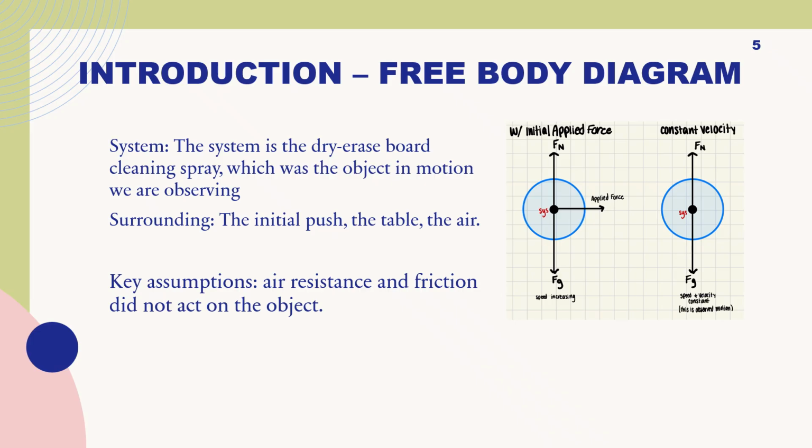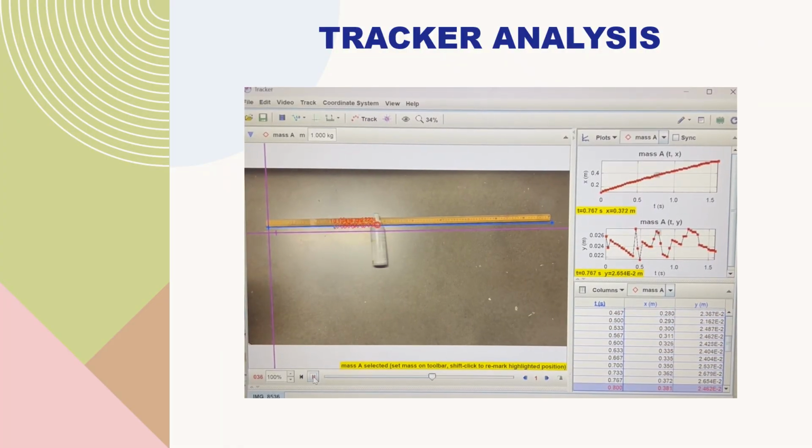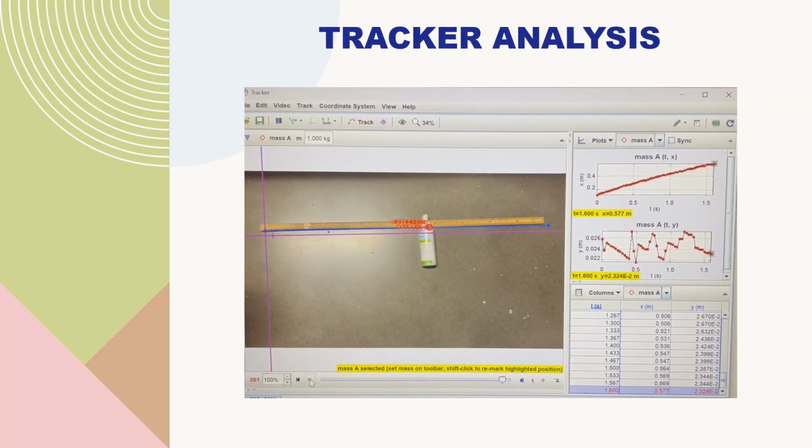A key assumption of this lab is that air resistance and friction did not act on the object, but from the results of our experiment, we're unable to really make this assumption anymore, as there were other net forces acting on the object, as the velocity did not stay constant. But we will go into this later in detail. And this is a video of our tracker analysis that we used for observed values.